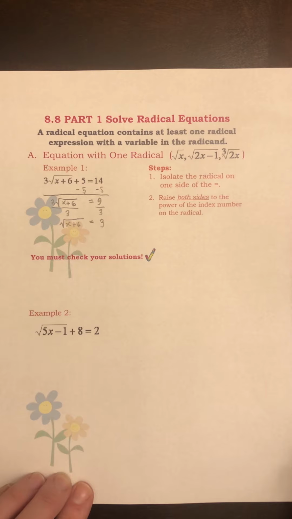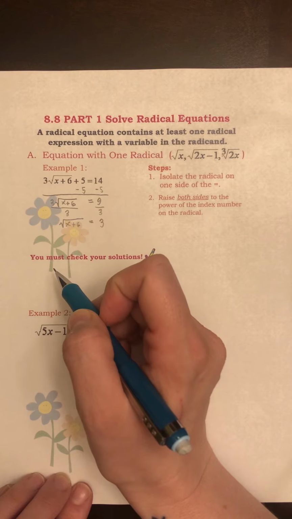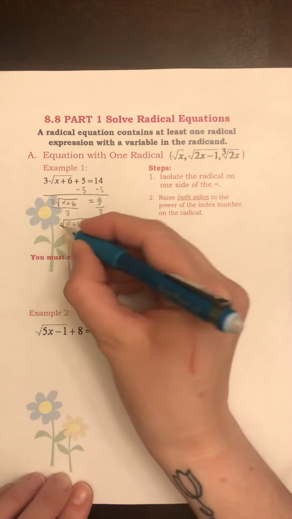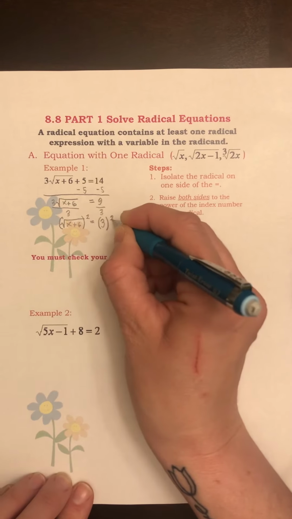All right, so now I want to do the second step because I finished the first step. I've isolated the radical. The second step says you raise both sides to the power of the index number on the radical. In other words, if I want to get rid of a square root, I need the opposite or inverse of a square root, which is to square both sides. Remember, if we don't see a number in the index, it's understood to be a 2. Whatever that number is, if it's a 2, a 5, an 11, that's the number you're going to raise both sides of your equation to. So I'm going to raise both sides to the second power.